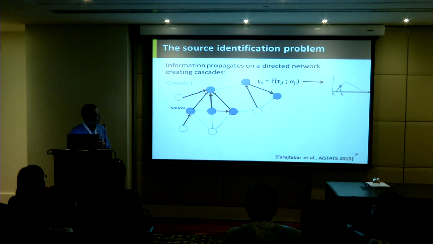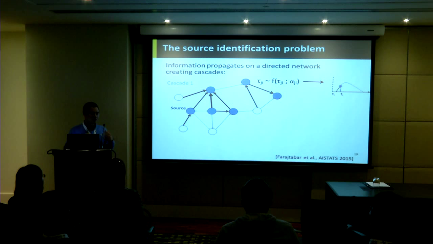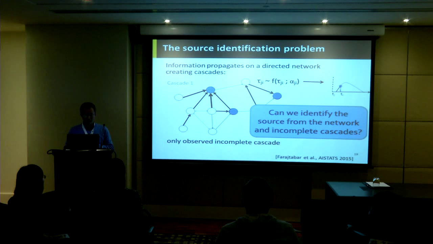And then you have basically this directed graph, and each one of these edges is going to be associated with some kind of transmission function, right? And then you observe a particular cascade starting from some source, but now someone is going to hide away some nodes, some infected nodes. You don't know whether this node is infected or not. Okay, you only get to observe incomplete cascades. And then the question is, can you figure out the source node based on this diffusion network and the incomplete cascade? Can you do that?